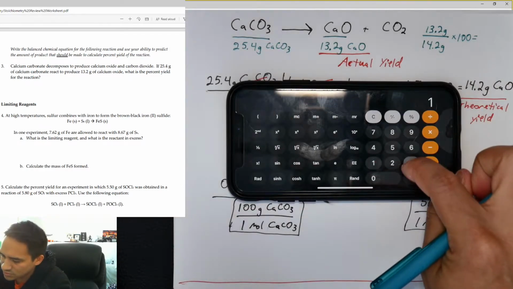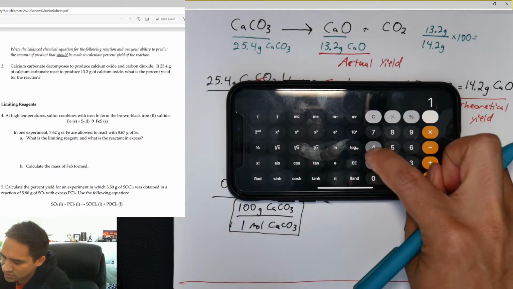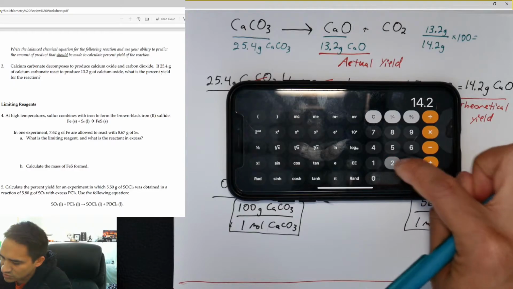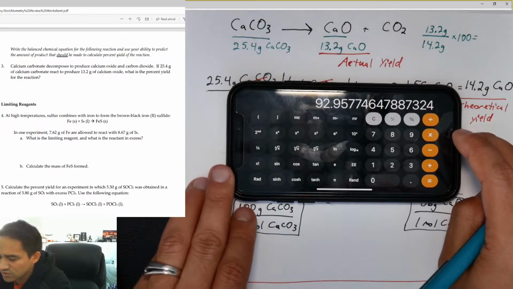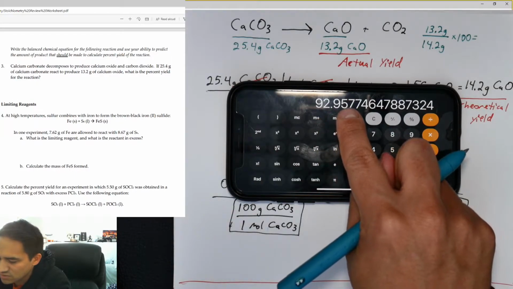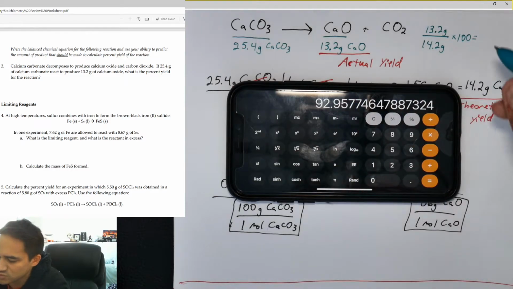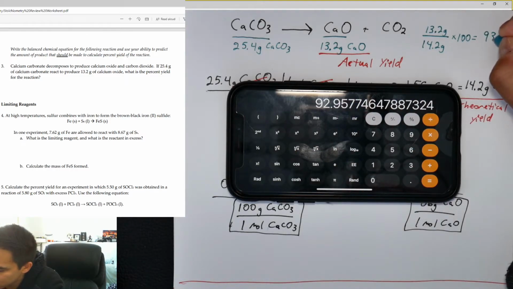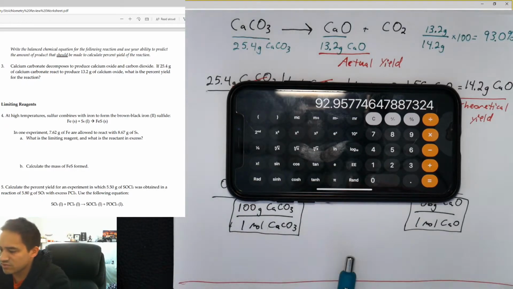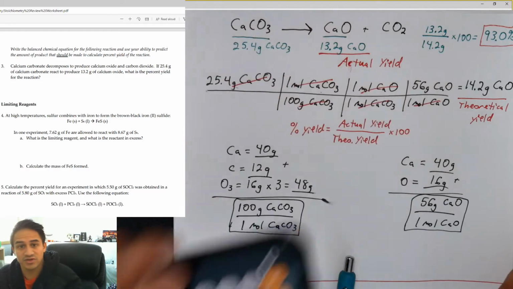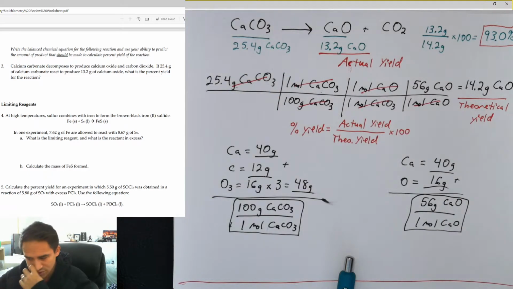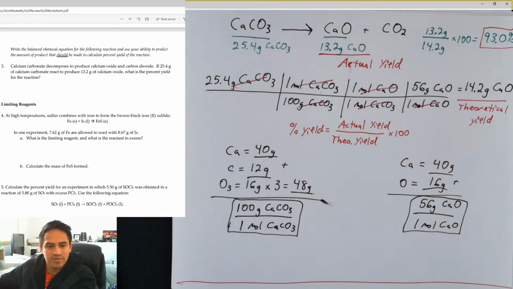So 13.2 divided by 14.2 equals, times 100. And rounding to 3 significant figures, we would get 92.9. The 5 would round it up to a 10, which would round the whole thing up to 93.0%. Okay, this is our percent yield, 93%. Which, again, you're always striving to get 100% yield, but typically you'll never get 100% yield. But 93% is pretty good. So, all right, there's problem number 3.